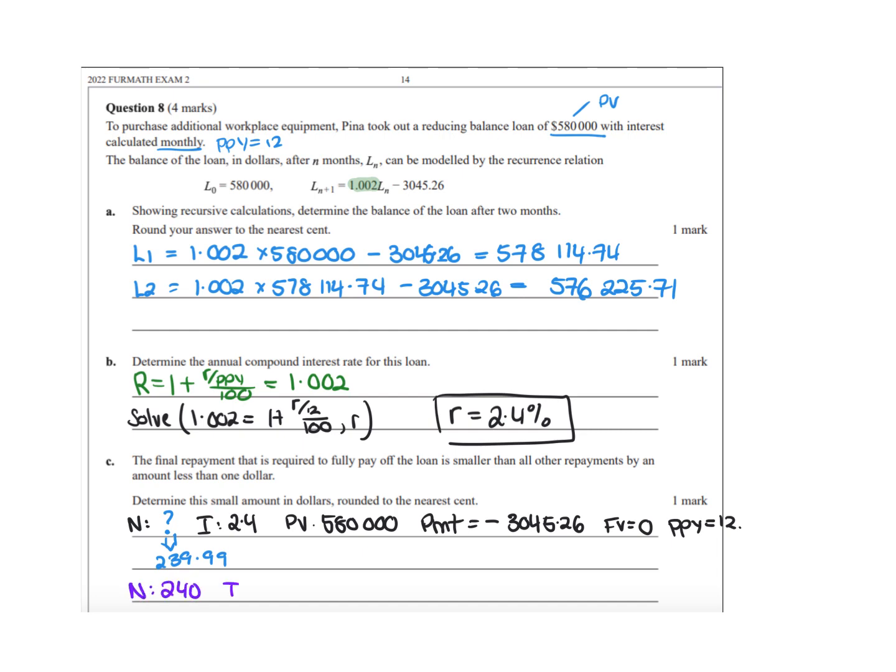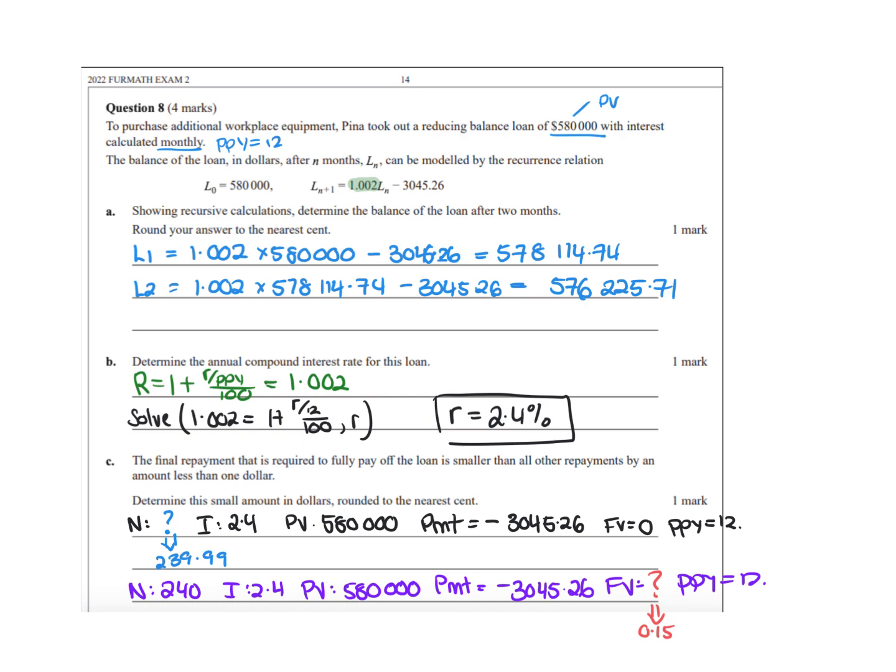I'm going to put 240 in there, and I'm going to see how much the bank owes him, because it's going to be a little bit less for the last payment. So if I do that, and PPY equals 12, when we do that, we get this one to be, it shows 0.15. So that means the bank owes you.